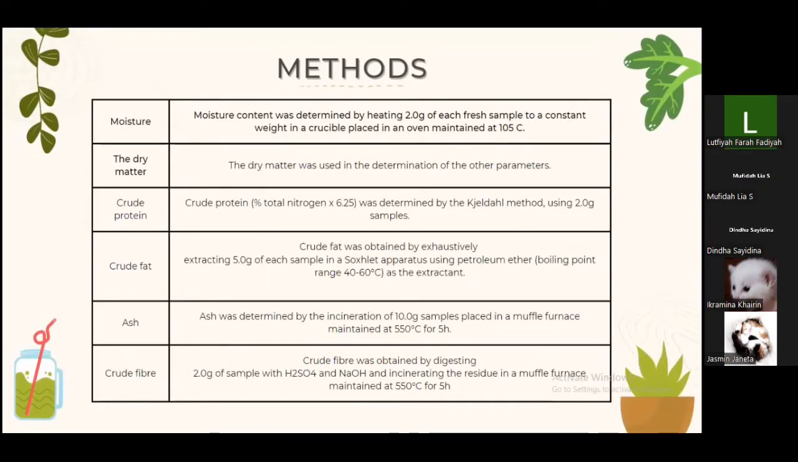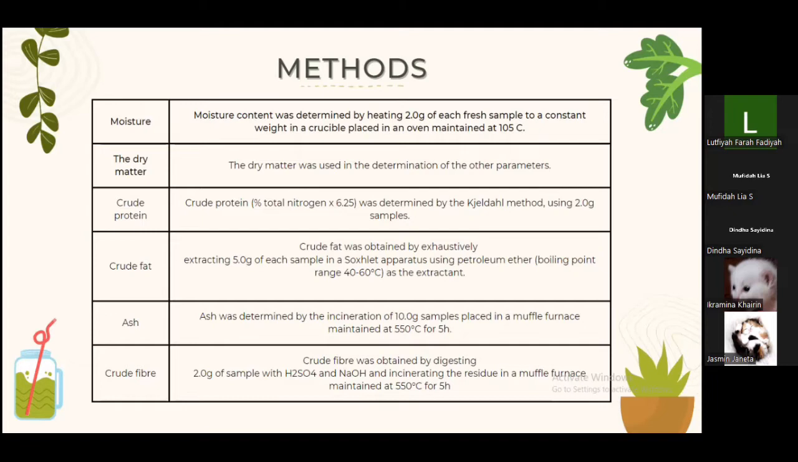Here is the method of food analysis. The first is moisture. Moisture content was determined by heating 2 grams of each fresh sample to a constant weight in a crucible placed in an oven maintained at 105 degrees Celsius. The next is dry matter. It was used in the determination of the other parameters.